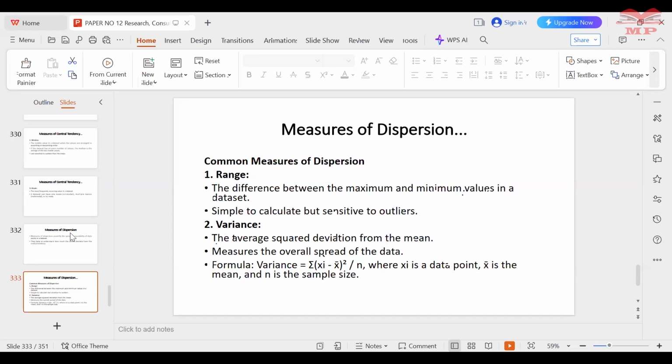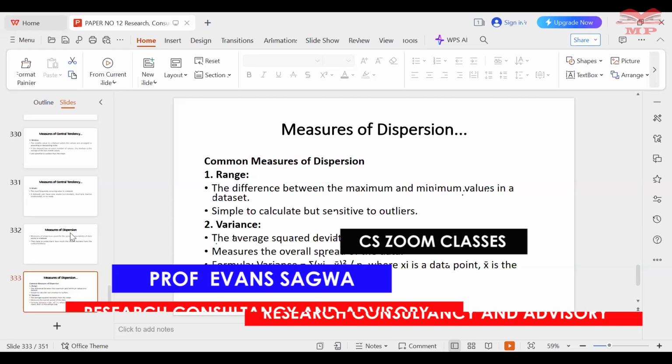When it comes to the range, say the highest-scoring student in a test scored 60, and the lowest-scoring student in that test scored 20. Then 60 minus 20 gives you 40. So that 40 is the range. It is simple to calculate, but sensitive to outliers. So the range of that particular dataset is 40.